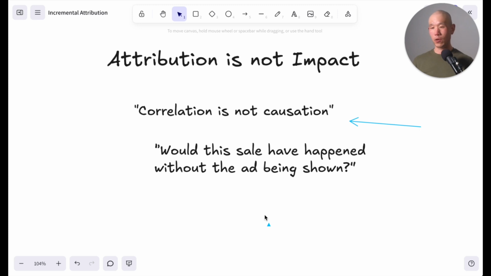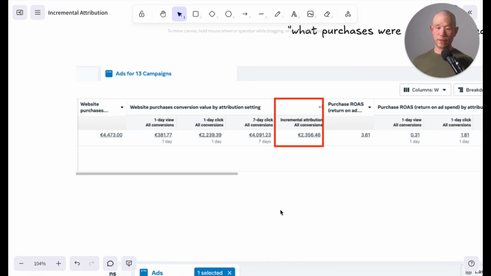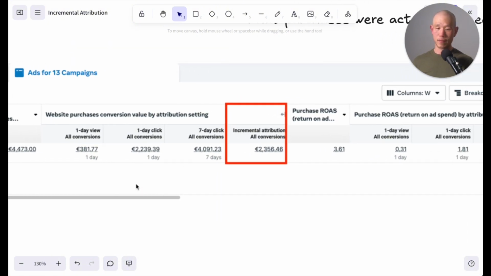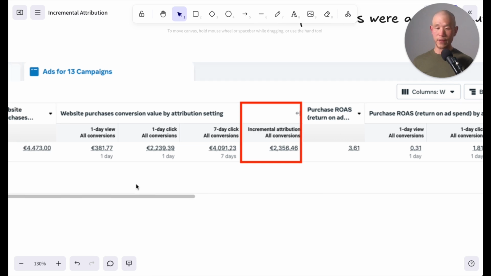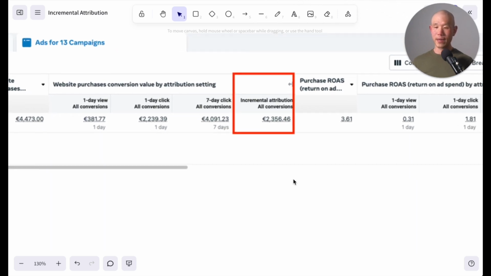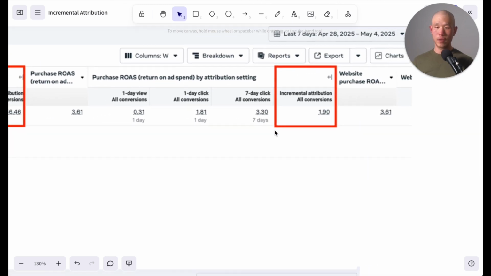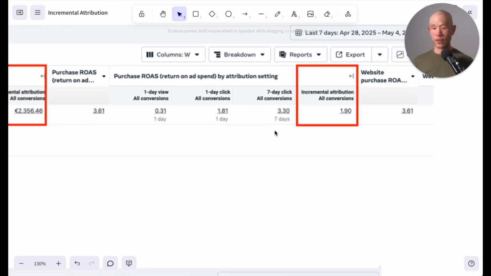And the big question is, would the sale have happened without the ad being shown? In the case of this data over here, on the ad spend that was used to generate these sales, what Meta is saying is that $23.56 in revenue would not have happened if the ads were not seen. And if we look over to the ROAS numbers, we can see how much of a difference it makes.